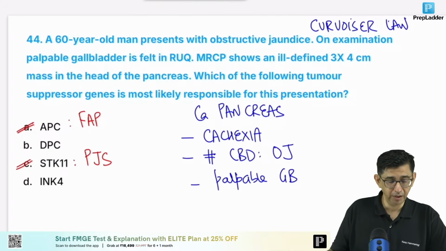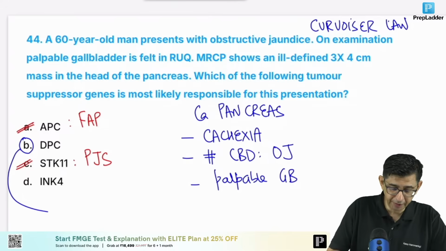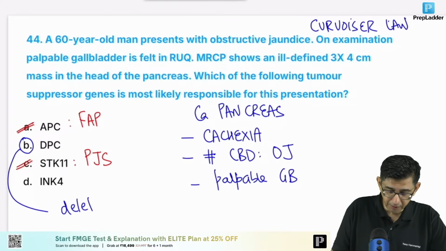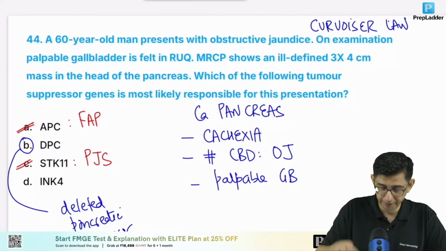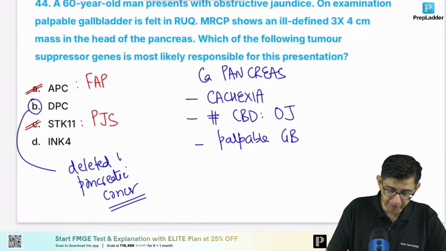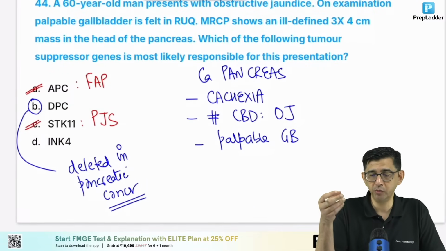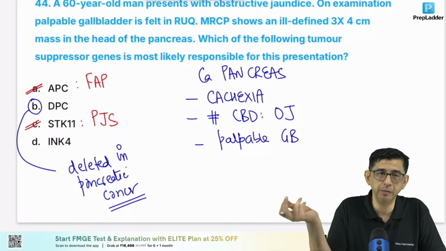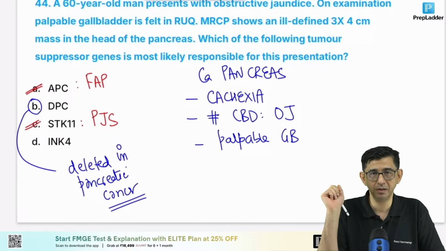Yes. The correct answer for this is option number B. DPC means deleted in pancreatic cancer. Gene which is deleted in pancreatic cancer. Option number D is related to melanoma, malignant melanoma. DPC stands for deleted in pancreatic cancer. They have kept the name of the gene like that itself, so that it can become easier for anybody to remember. DPC basically means deleted in pancreatic cancer.